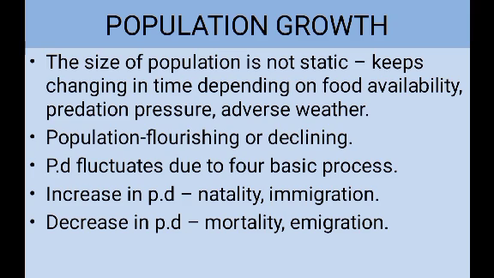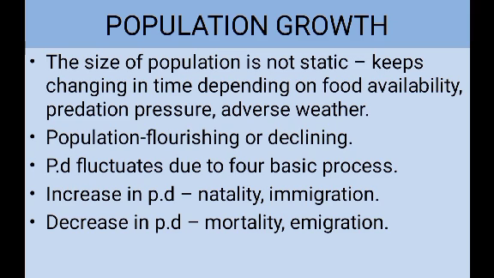Okay, so the population density gives us an idea whether the population is a flourishing population or a declining population. Flourishing population means it is a growing population. The density of a population in a given habitat during a given period fluctuates due to various processes. There are four main basic processes which are responsible for fluctuation in the population density.